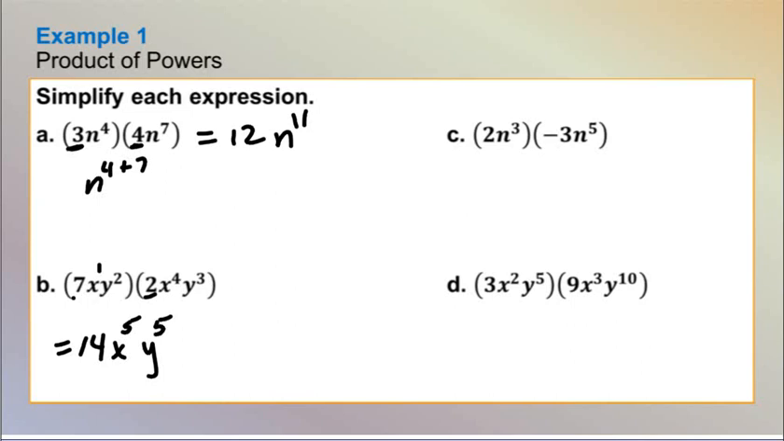Letter C here, 2 times negative 3 is negative 6. And then I got n's, so 3 plus 5 would give us 8. And letter D, 3 times 9 is 27. I have x's and I have y's, so x squared times x cubed is x to the 5th. And y to the 5th times y to the 10th would give us y to the 15th.